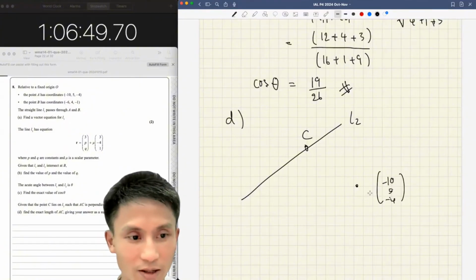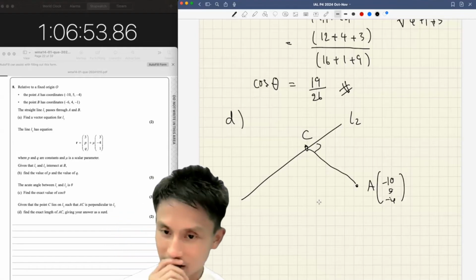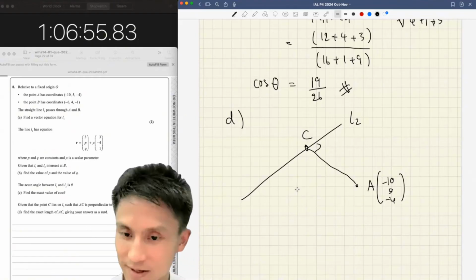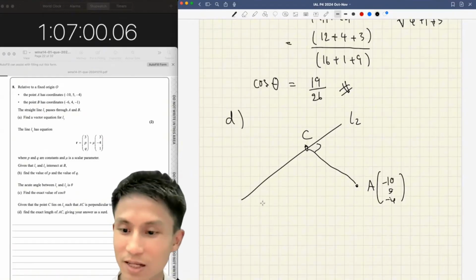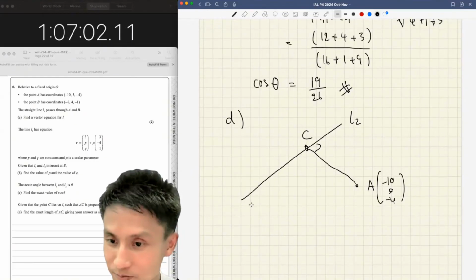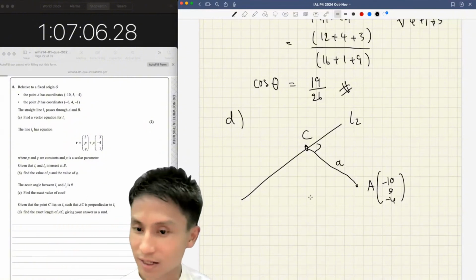Yeah, that point there, that's point A. And AC is perpendicular to L2. Okay, so we just have a graphic there. So that means A to C would have to be perpendicular. We want to find the exact length here. Let's say length A.